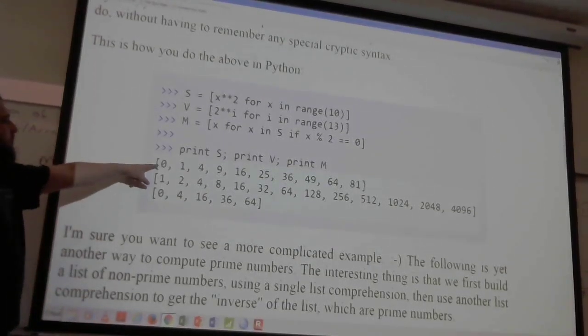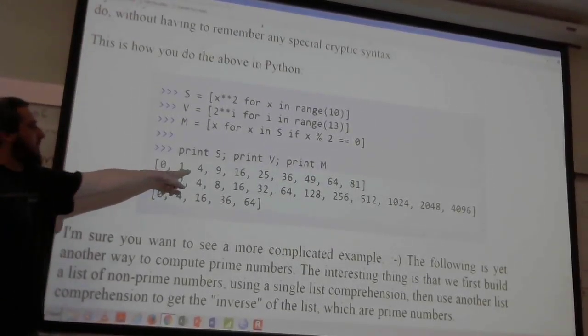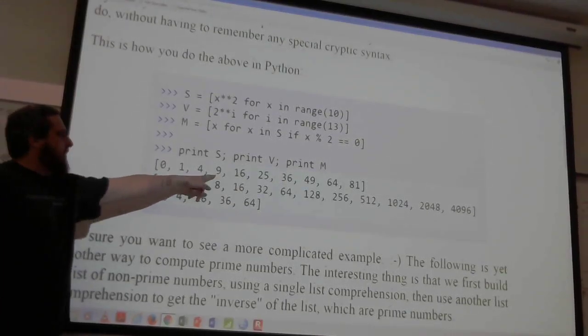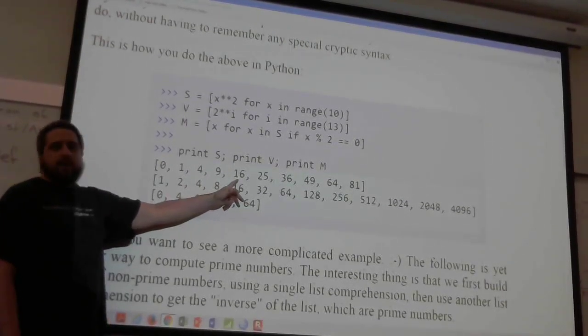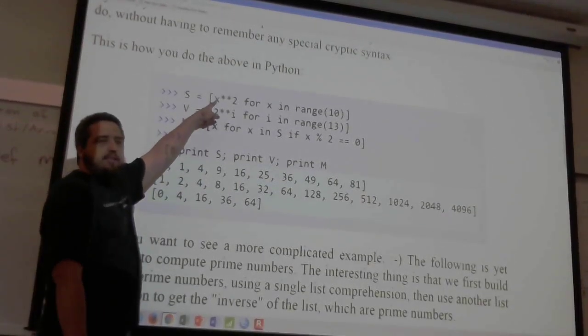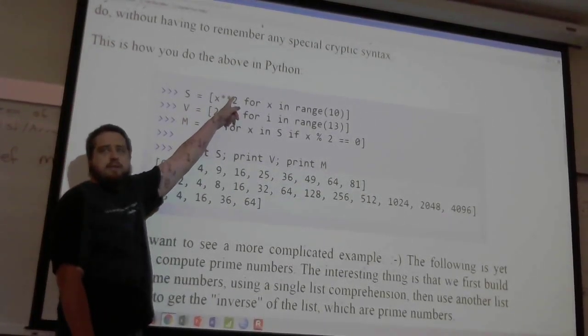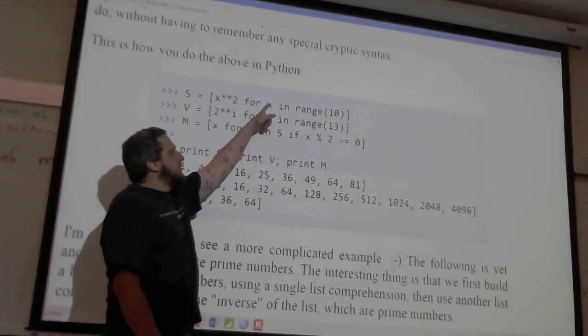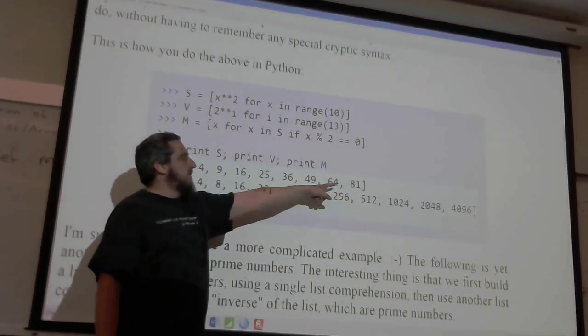So 0 squared is 0, 1 squared is 1, 2 squared is 4, 3 squared is 9, 4 squared is 16, and so on and so forth. We can see that the function we're applying is x squared, for x in the range from 0 to 10, so then we get all the way up to 9.